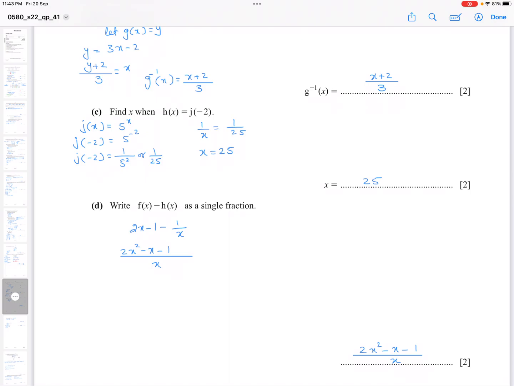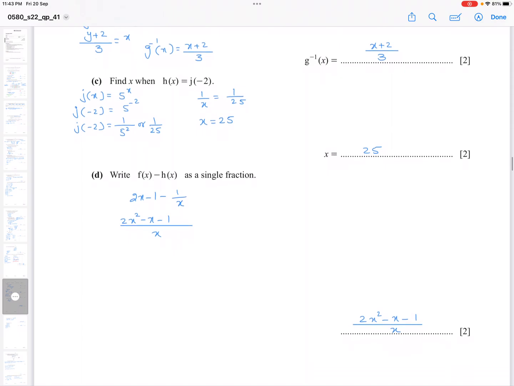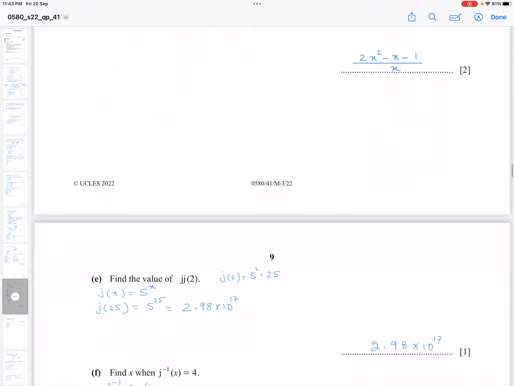Write f of x minus h of x as a single fraction. So f of x is 2x minus 1, minus h of x, which is 1 over x, so take LCM x. So you can now write 2x square minus x minus 1 over x. So this is your answer. So write down in the answer space.